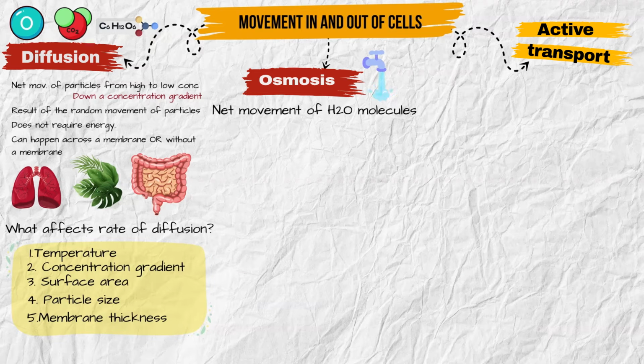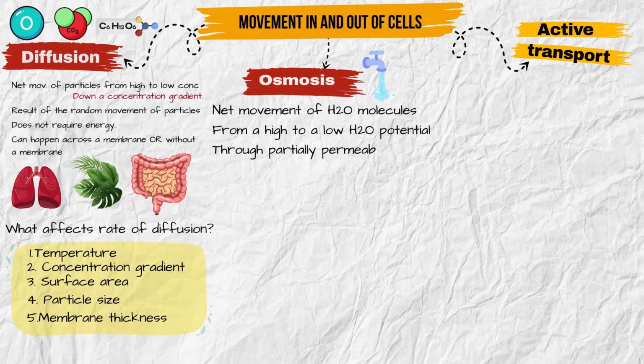Number 2. Water moves from a high water potential to a low water potential. That simply means from where there is more water to where there is less water. Number 3. It happens through a partially permeable membrane. This membrane allows water to pass through, but it blocks bigger solute particles like sugar or salt. Number 4. Like diffusion, osmosis is passive. It doesn't need energy at all.